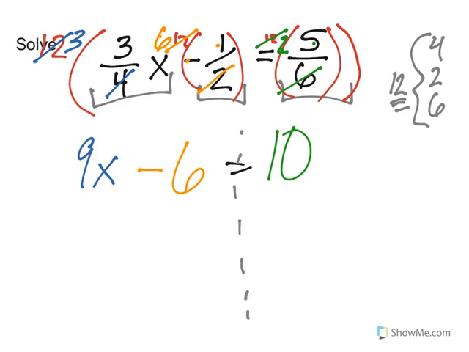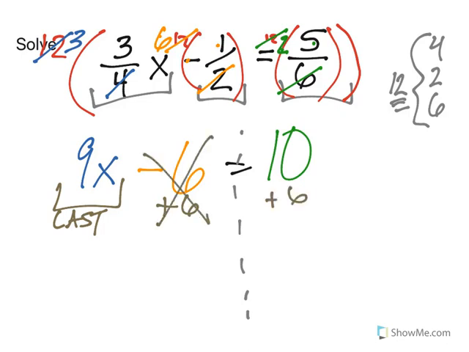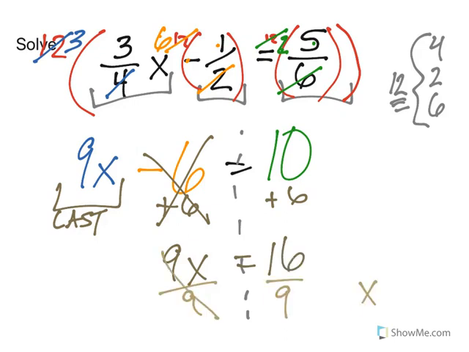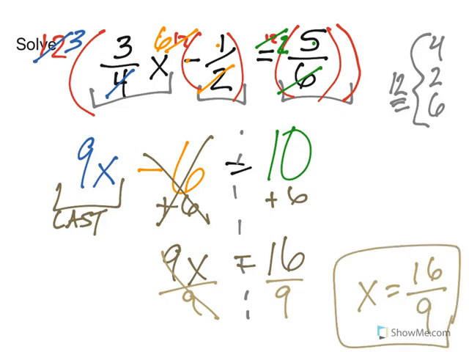So I work my steps. This is the last thing I'm going to do because the x is the last thing I play with. So I'm going to add 6 to both sides. -6 plus 6 is 0. So I have 9x equals 16. And then I divide both sides by 9. So x equals 16/9. And yes, fractions are numbers too.